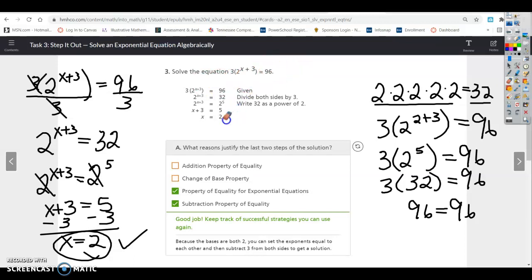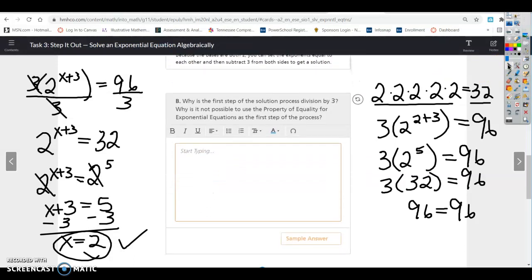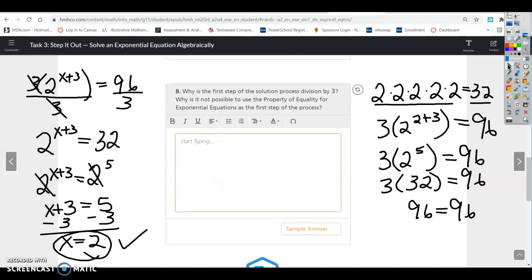All right, so moving on, why is the first step of the solution divide by 3? Again, same thing with absolute value and radical equations. This is an exponential equation, so you have to isolate the exponent, or the exponential part, first before you can solve. Okay? So if you have any questions, please let me know.